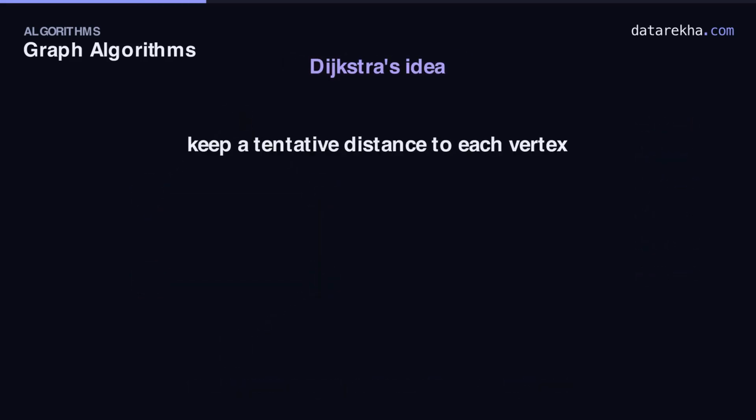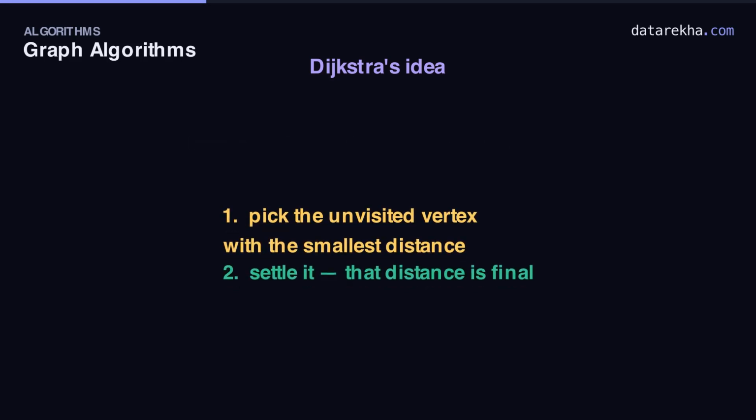Dijkstra's algorithm is the centerpiece of shortest paths, and its idea is wonderfully simple. Keep a running best guess, a tentative distance to every vertex. 0 at the source, because you're already there. Infinity everywhere else, because you haven't found a route yet. Then repeat 3 moves. Pick the unvisited vertex whose tentative distance is smallest. Settle it, lock that distance in as final, because nothing can reach it more cheaply now. And relax each of its edges.